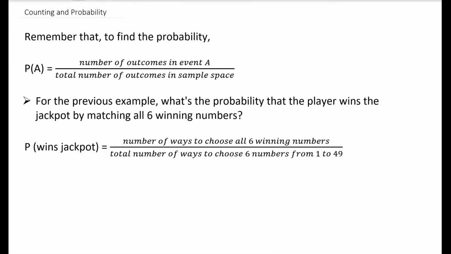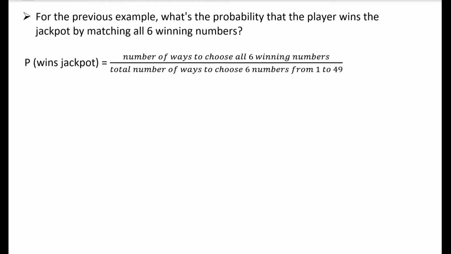All right, so now we're going to be talking about probability in relation to counting and all that. Remember that to find the probability, we take the number of outcomes in event A, whatever event you're considering, and then you divide by the total number of outcomes in the sample space. So for the previous example, what's the probability that the player wins the jackpot by matching all 6 winning numbers? We have to find the total number of ways to choose all 6 winning numbers, and then divide by the total number of ways to choose those 6 numbers from 1 to 49.